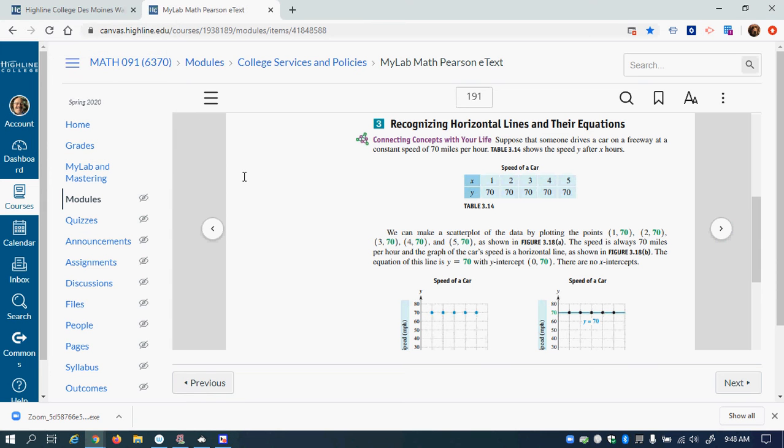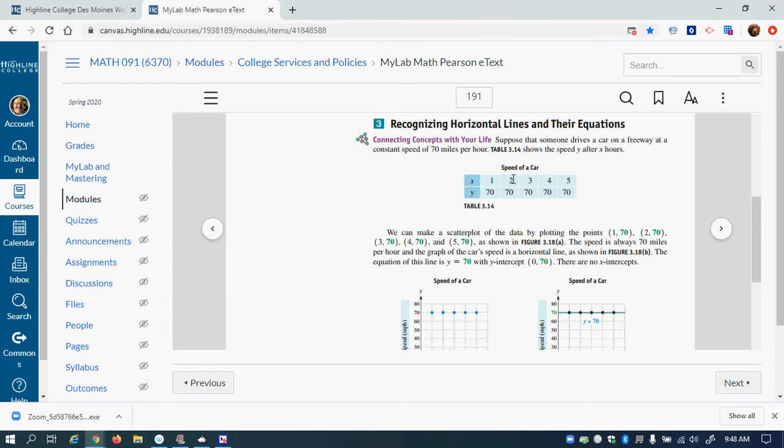Okay, so this is section 3.3, and it's recognizing horizontal lines and vertical lines and their equations. So take a look at a table here, which is the speed of a car. This is basically identifying x as the hours, and y is representing how fast the car is going, in miles per hour. So if we say that we're going 70 miles per hour, then the first hour would be, hey, I've gone 70 miles within 1 hour.